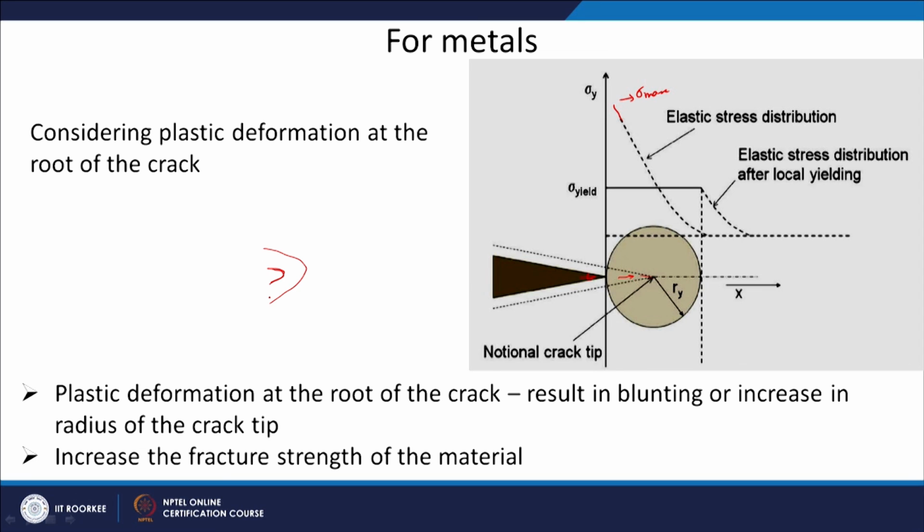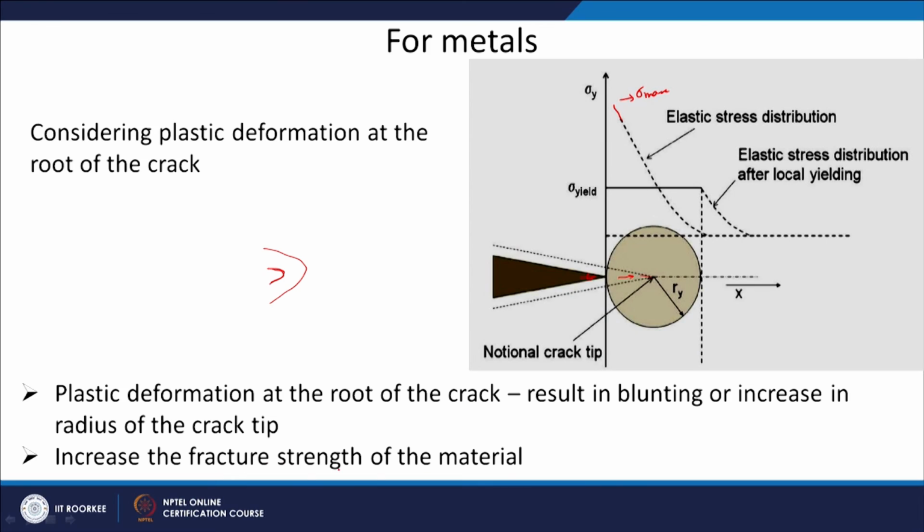And if you remember the expression which we used, the rho comes in the denominator. So, if your radius of curvature is increasing, then the maximum stress in front of the crack will also come down. So, plastic deformation at the root of the crack results in blunting, or an increase in the radius of the crack tip, and that increases the fracture strength of the material. So, now it will fracture at a higher stress.